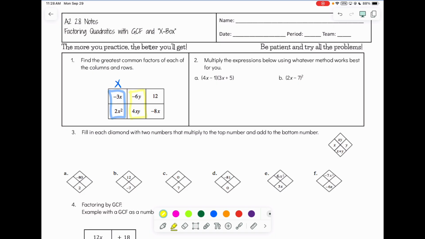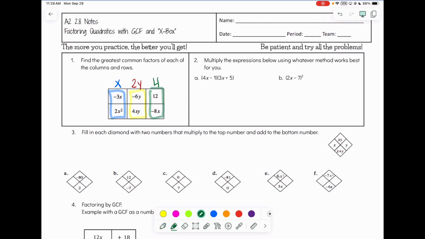What do these two have in common? Y and 2. 2y. Okay. And then, what do these two have in common? 4. Okay. Then now we're going to look sideways.